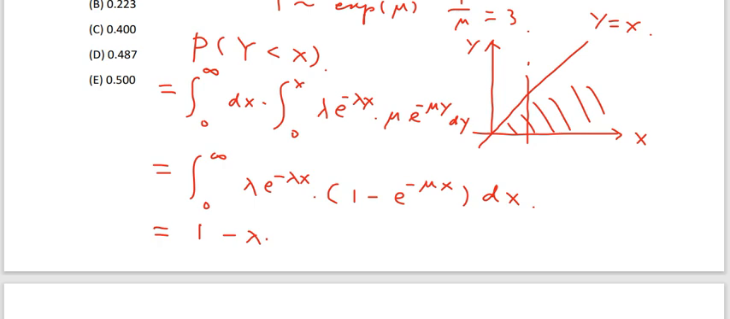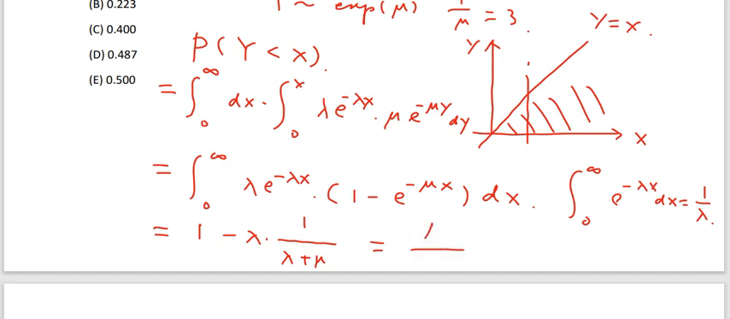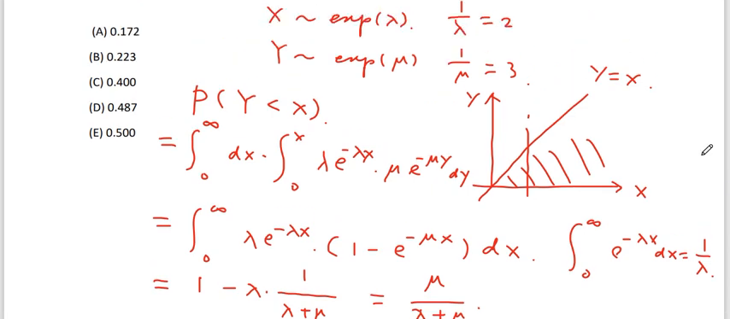The integral of e to the negative lambda x dx is just 1 over lambda, so this equals lambda over lambda plus mu. So this is 1 minus lambda over lambda plus mu, which is just mu over lambda plus mu. We can regard it as a formula. What is lambda? 1 over 2. What is mu? 1 over 3. So plug it in and we can find this.